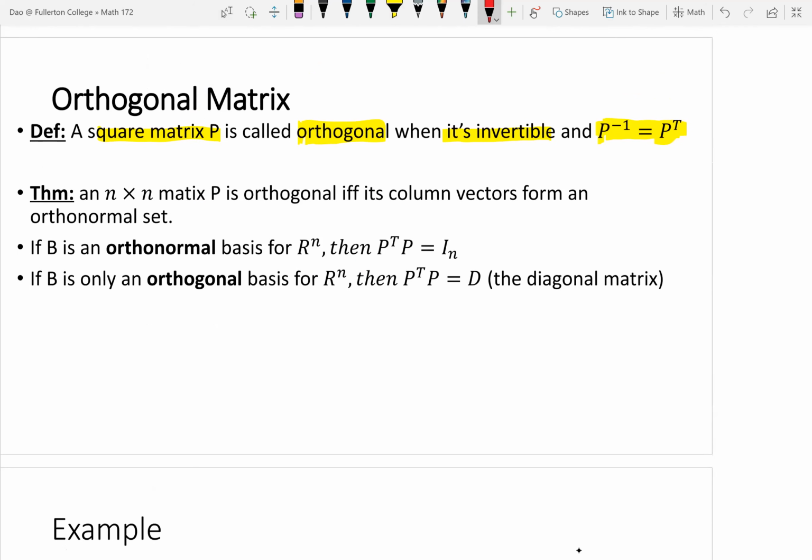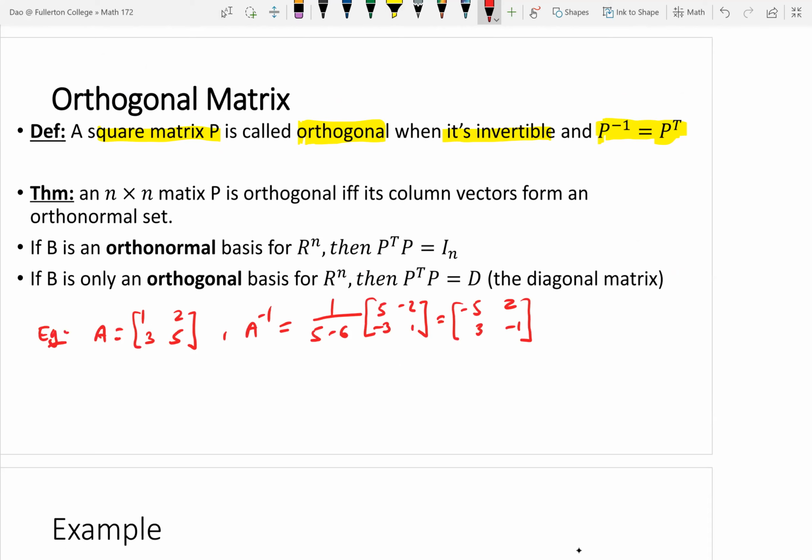For example, you can see here. Let's say we have A equal to (1, 2; 3, 5), and then A inverse equals 1 over (5 minus 6) times (5, -2; -3, 1). So this gives us (-5, 2; 3, -1). So A is invertible.